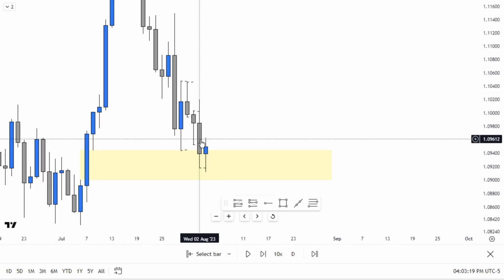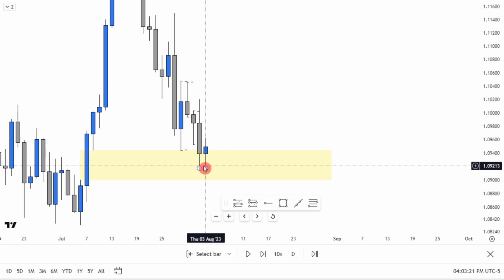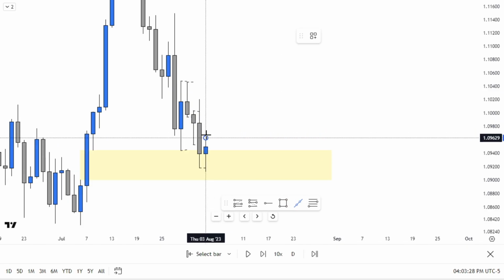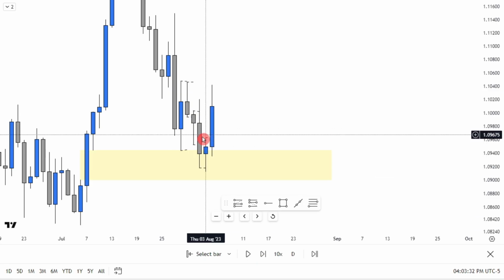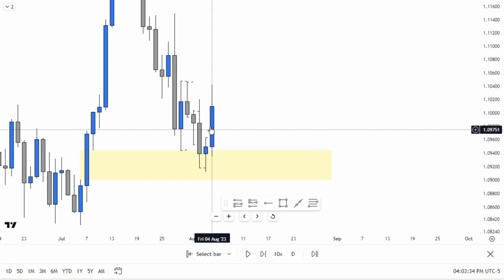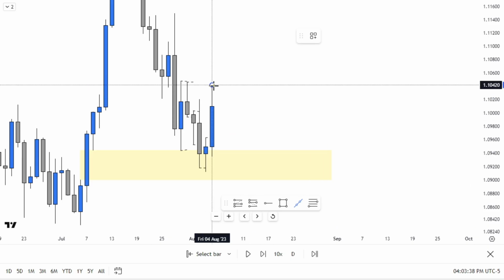What does price do? Price takes out this previous day low, wicks beneath it, grabbing liquidity, and then closes above it. So now we're looking for price to take out this previous day high. And what does price do? Price ultimately takes out this previous day high, and then we have our previous day high here.